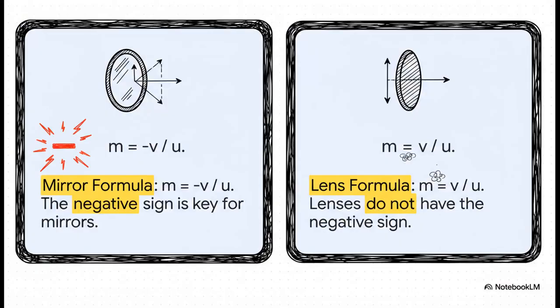And here it is, the other major trap. Just look at these two magnification formulas side by side. For mirrors, it's m equals negative v over u. But for lenses, it's just v over u. That tiny little negative sign completely vanishes. Forgetting to drop that sign for lens questions is a guaranteed way to lose easy marks.